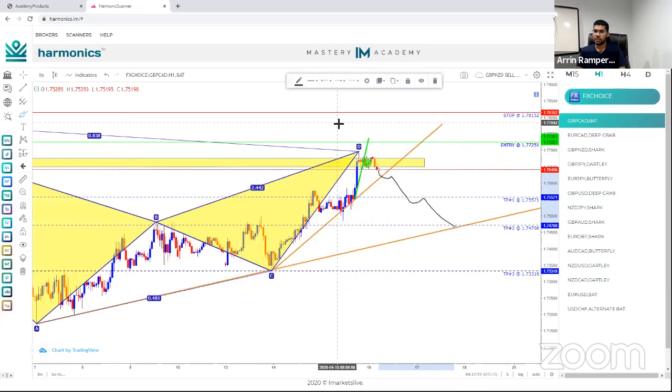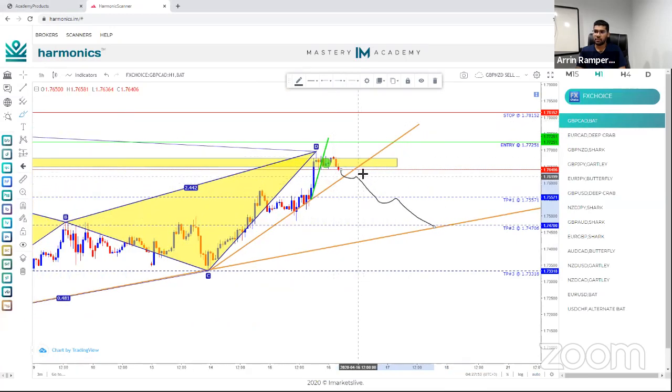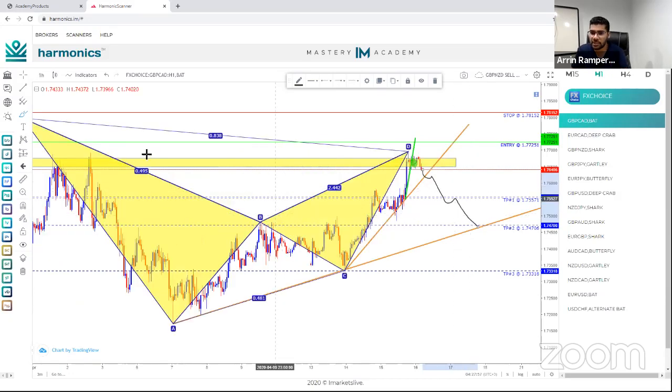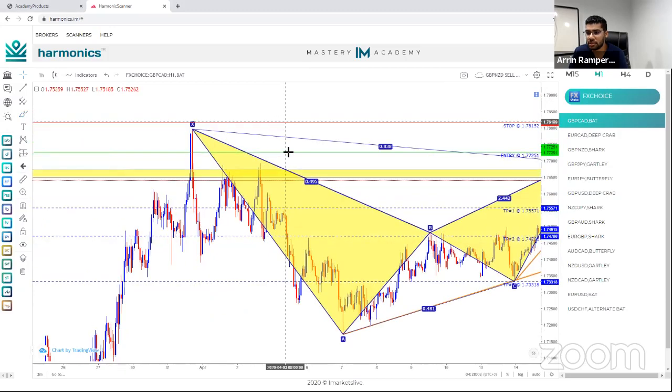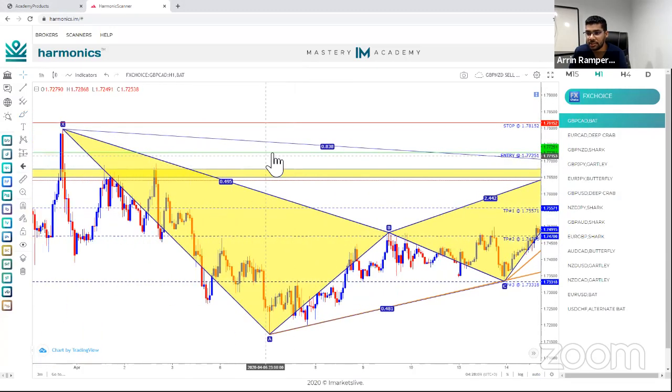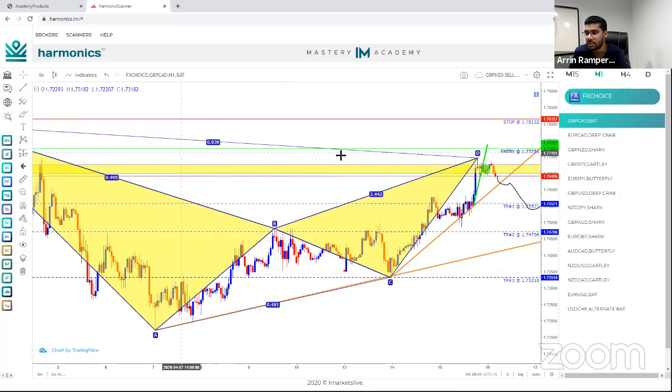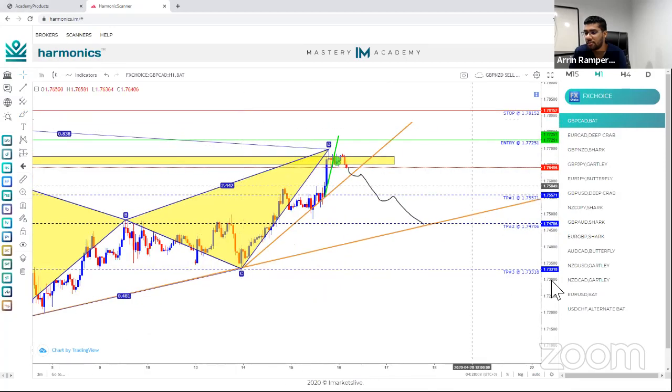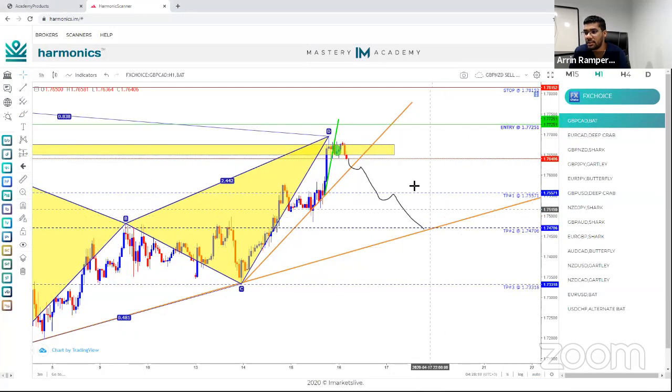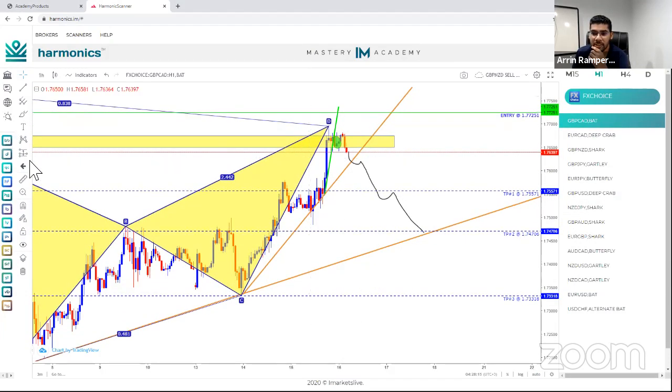That would have been your setup. However, we kind of missed the entry. So for us to take a next entry on this, or look to get in this trade, honestly, I like where it is right now to enter for a sell.